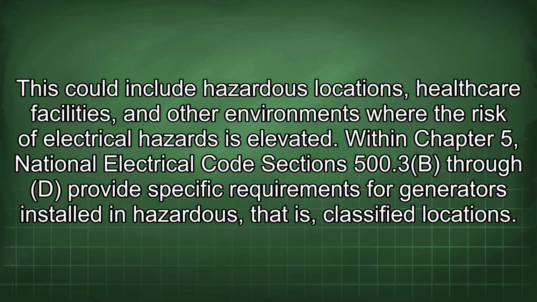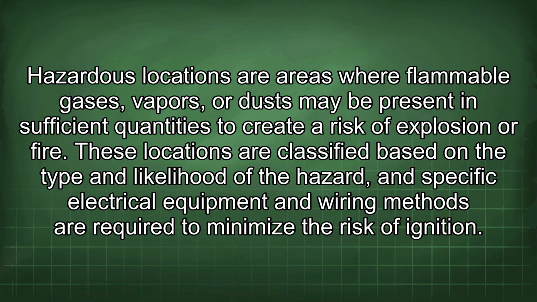Within Chapter 5, National Electrical Code Sections 500.3b through d provide specific requirements for generators installed in hazardous, that is, classified locations. Hazardous locations are areas where flammable gases, vapors, or dust may be present in sufficient quantities to create a risk of explosion or fire. These locations are classified based on the type and likelihood of the hazard, and specific electrical equipment and wiring methods are required to minimize the risk of ignition.